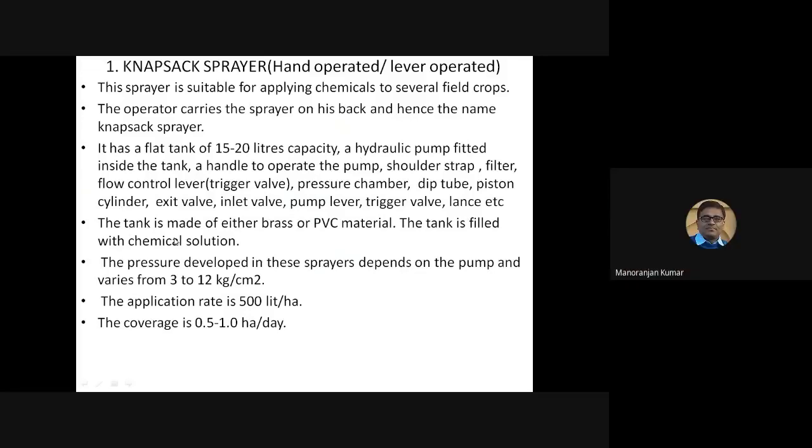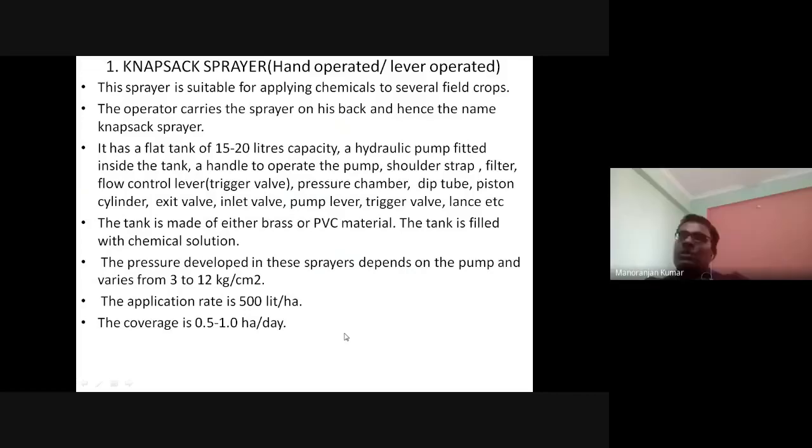The tank is made up of either brass or PVC material. The tank is filled with chemical solution. The pressure developed in these sprayers depends on the pump, and it varies from 3 kg per square centimeter to 12 kg per square centimeter. The application rate of this knapsack sprayer is 500 liters per hectare, and the coverage area is 0.5 to 1 hectare per day.